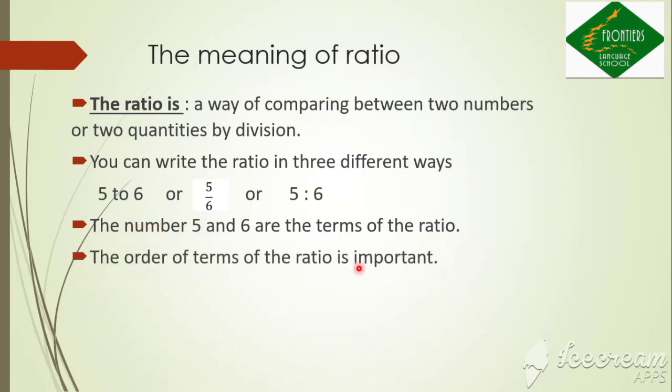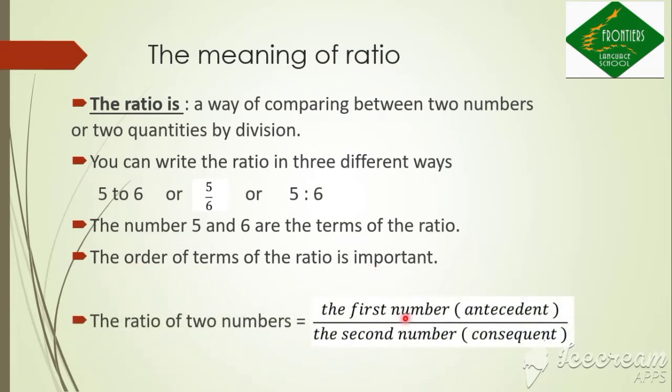In the ratio, the order is important. Like 5 to 6 is not equal to 6 to 5. If we write 3 to 5, it is not equal to 5 to 3. Then the order is important. At the end, the ratio of two numbers equals the first number over the second number, or we can write the first term over the second term. Or we can replace this and write antecedent, and replace the second number and write consequent.